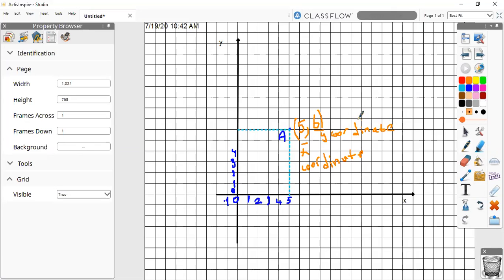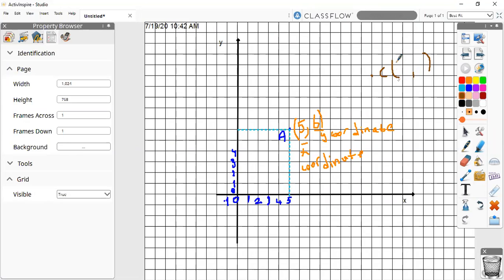Now, here we can find another point. Okay, let me find. Okay, let's say the point is here. We are going to find the coordinates of this point. Let's say this is point C. Now we are going to find the coordinates of this C.